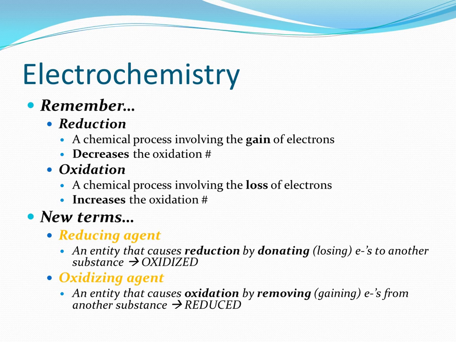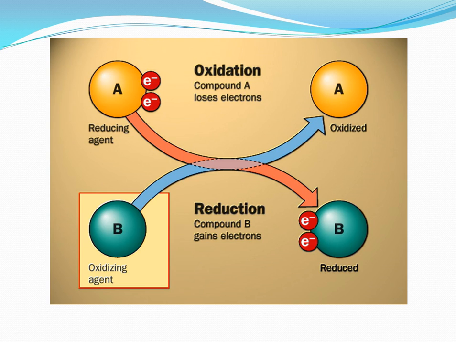There are two related terms that you must also understand. A reducing agent is an entity that causes reduction in another entity. A reducing agent is oxidized. An oxidizing agent is an entity that causes oxidation in another entity. An oxidizing agent is reduced. It can be very easy to confuse these terms, so be very careful when you read through your problems.